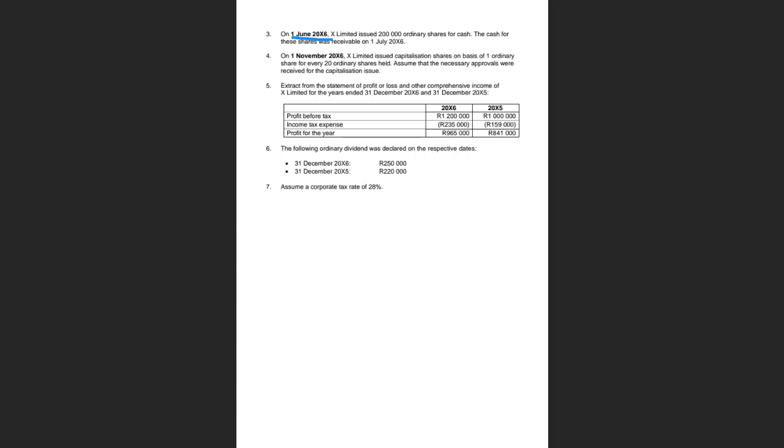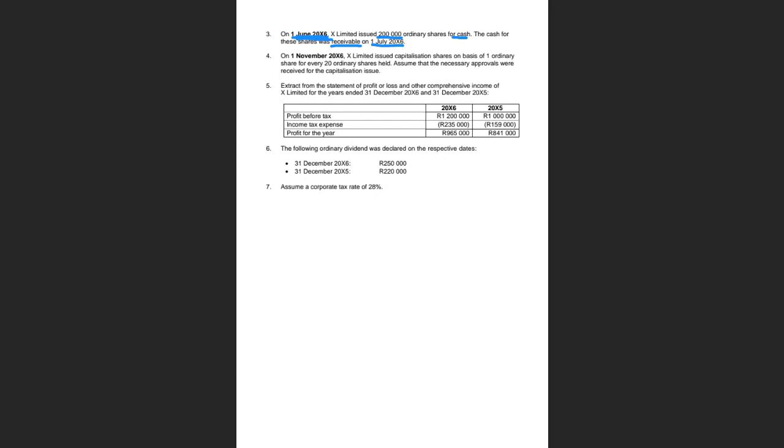So notice how the examiner bolded the 1 June, right? If I was setting this paper, I would have actually bolded that second date. But anyway, on 1 June 2016, X Limited issued 200,000 ordinary shares for cash. So it's a fair value issue. With fair value issues in the current period, we wait, right? It says the cash was receivable on 1 July.